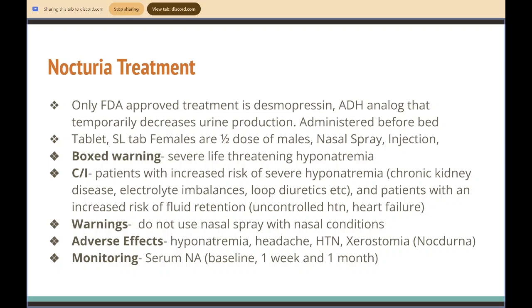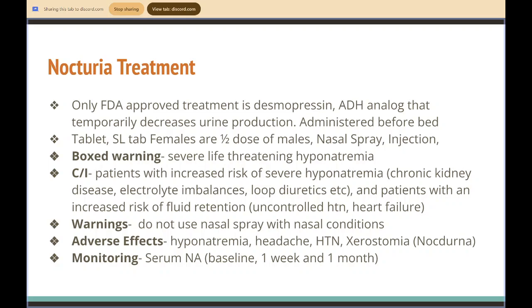All right. The next slide is nocturia treatment. The only FDA-approved treatment is desmopressin, which is an antidiuretic hormone analog that temporarily decreases urine production. It's administered before bed. Different forms are tablet, sublingual tablet, nasal spray, and injection.